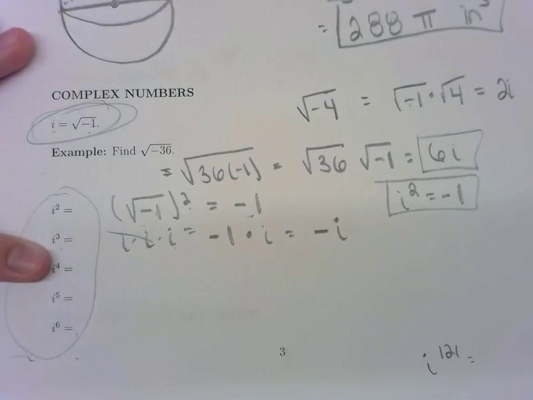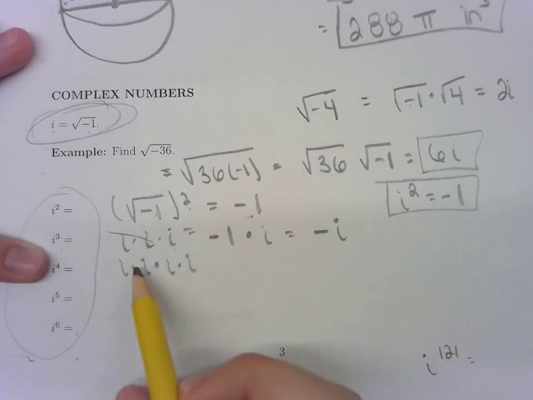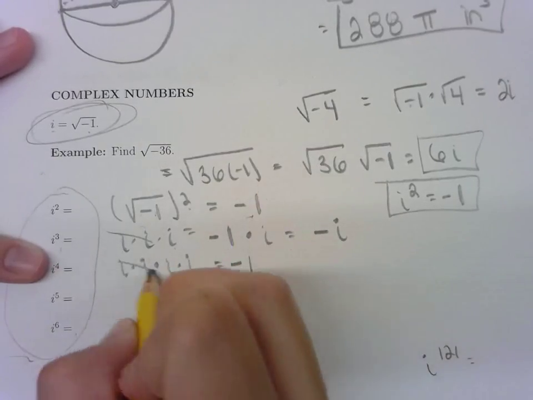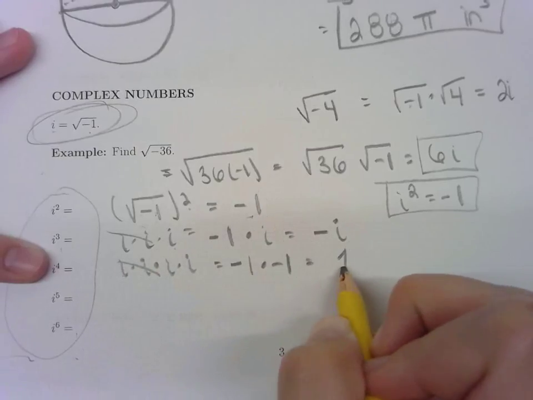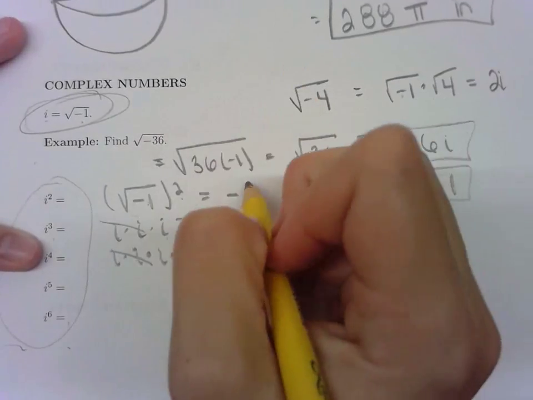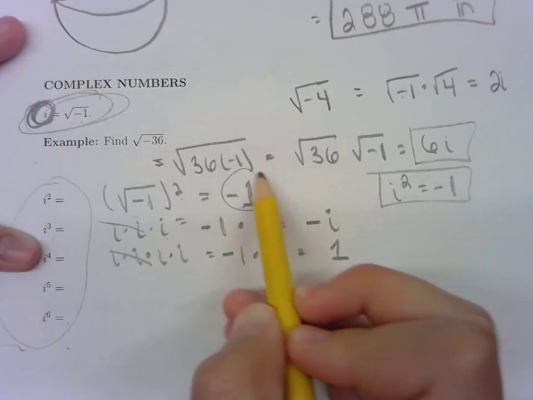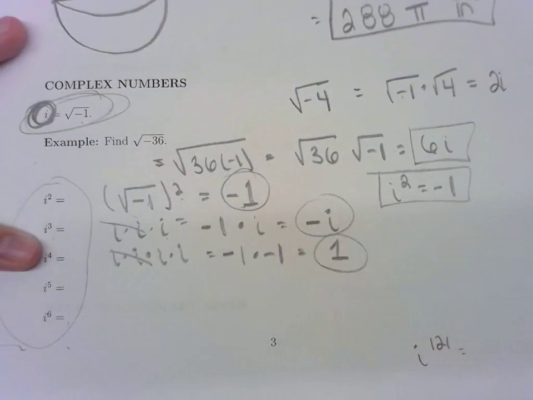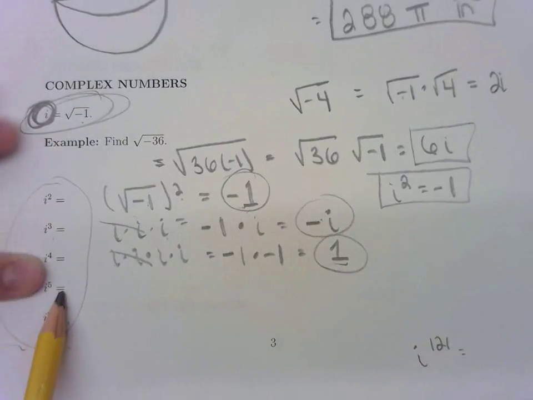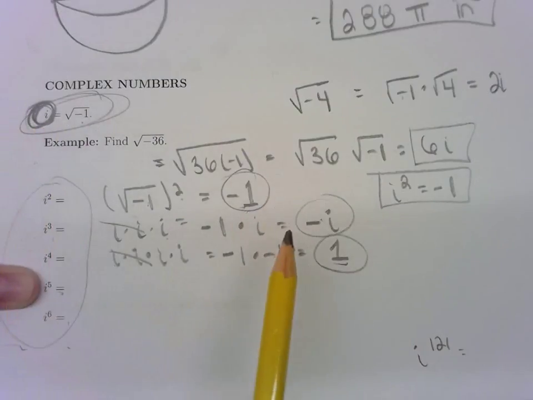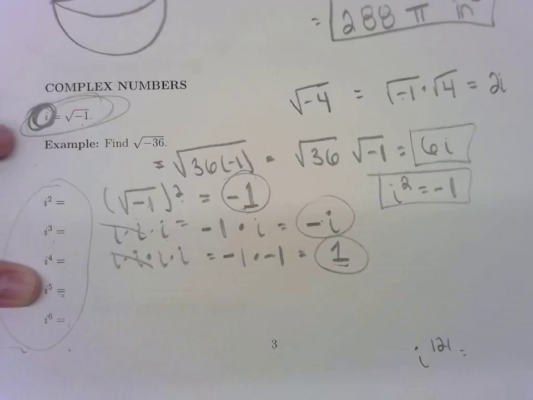i to the 4th is i times i times i times i. i times i is -1, so that goes away. And then we have i times i is also negative 1. So that's actually positive 1. Alright, so these are our 4 solutions. You have i, you have negative 1, negative i, and 1. So i to any power has to be one of these 4. So again, i to the 5th is going to be negative 1, negative i, or 1. It has to be one of those answers.